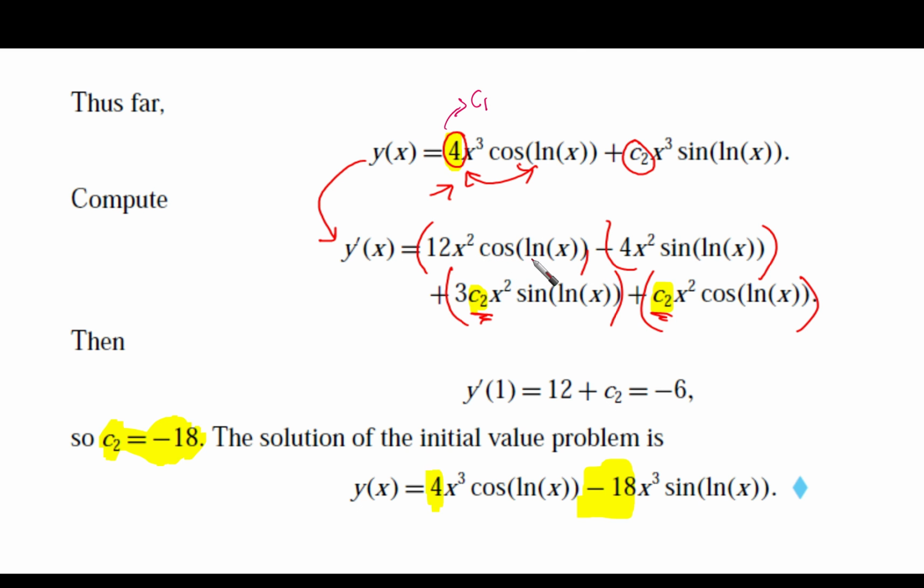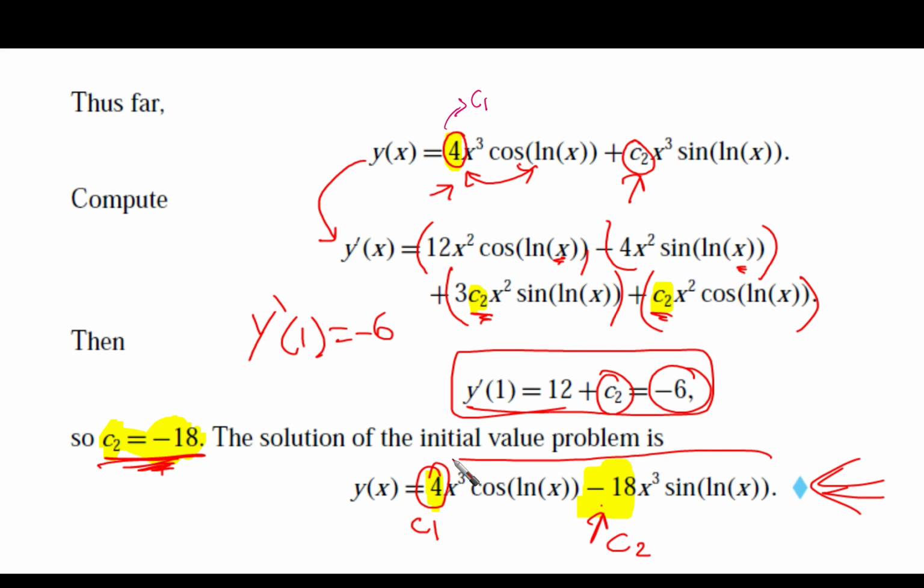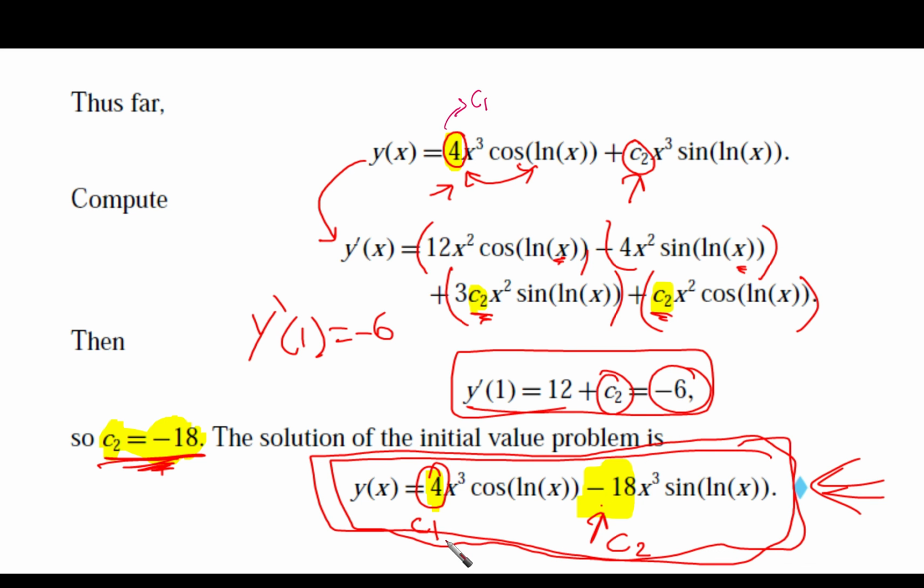So we're going to substitute based on our initial condition. We said that y prime of 1 equals minus 6. So we substitute with x equal to 1, and we equate it with minus 6. We are going to end up with an equation giving us C2 equal to minus 18. So the solution of the initial value problem is here: C1, which is 4, and C2, which is minus 18, and then this is our solution. This is the general solution for the initial value problem.